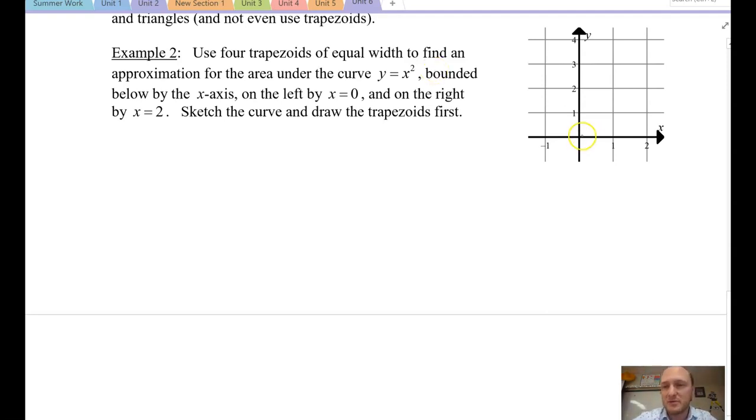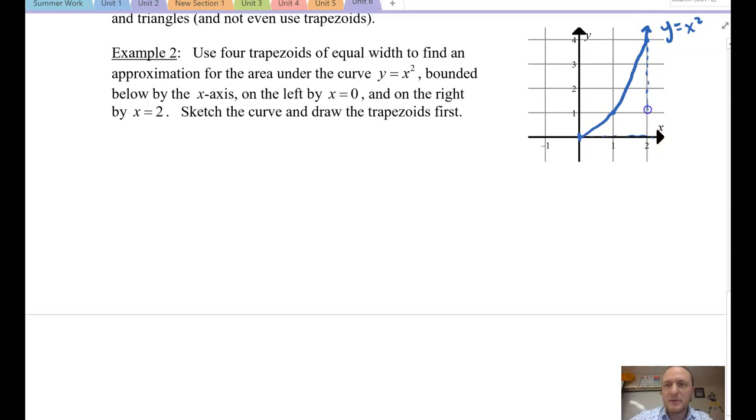Okay, so y equals x squared, that's going to be 0, 0, 1, 1, 2, 4 if I square that, right? And that looks like this, just a basic parabola. Here's y equals x squared, bounded below by the x-axis, and on the left by x equals 0, so from 0 to, on the right, x equals 2.